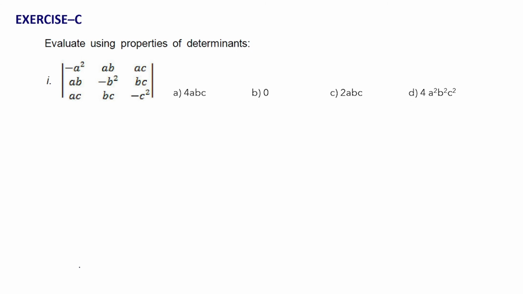Now we have the next question, determinant of minus a square, ab, ac; ab, minus b square, bc; ac, bc, and minus c square. So let us take the given determinant as delta. Here we can see that a is common in this column, b is common in this column, and c is common in this column. So we can take a, b, c common outside. So the first column becomes minus a, b, c. Then the second column becomes a, minus b, c. And the third column becomes a, b, minus c.